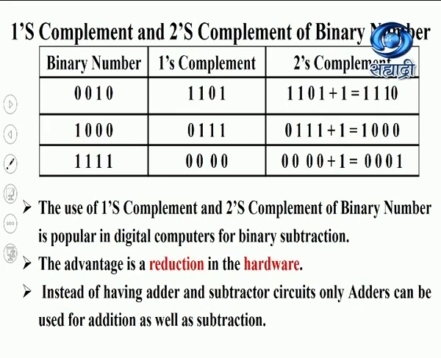Okay, next 1111 binary number, the ones complement of that is 0000. When we add 1 to that ones complement number, we get the twos complement as 0000 plus 1 equals 0001. So this 0001 is the twos complement of the binary number 1111.